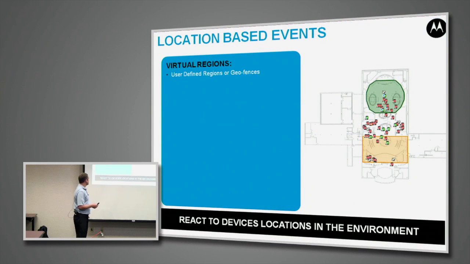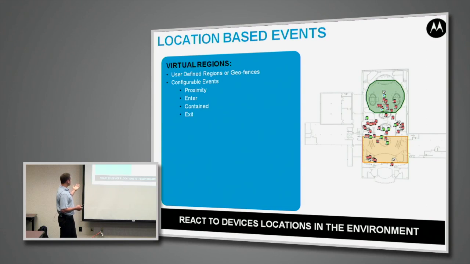Location tracking events use what we call virtual regions. They're basically geofences that you define. We have 4 configurable events right now: proximity, enter, contain, and exit. Proximity is when the device is within a certain distance from a virtual region. Enter, obvious, they've entered a region, and we generate an event off that. Contained is dwell, defined by an amount of time. You can say if a device has been in that region for 10 minutes, then generate a contained event. And exit is when the device has left the region.